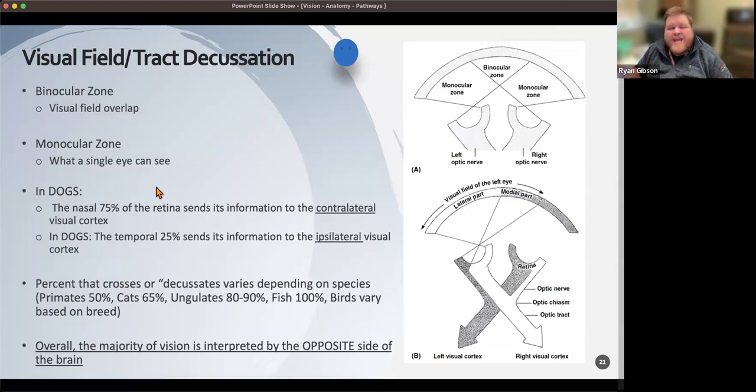Now, what we have in dogs is that the nasal 75% of the retina, so look here at B with me, the nasal 75% of the retina is going to send information to the contralateral visual cortex. So my right eye has a big role in my right visual field. But if we look over here at the left eye, you can see that the temporal, or more lateral, portion of my retina has a 25% responsibility. So the left eye in dogs sees 25% of the visual field of the right eye.